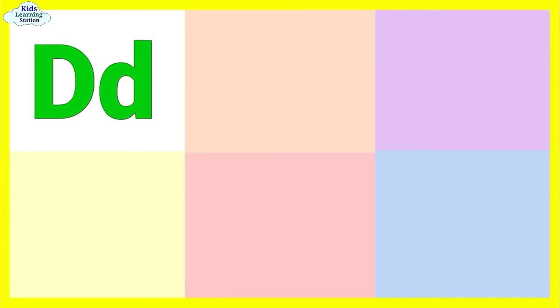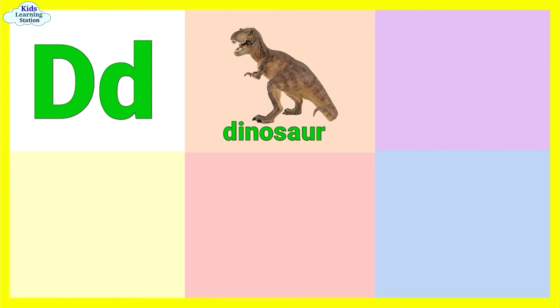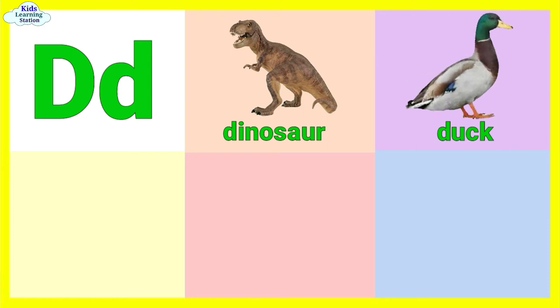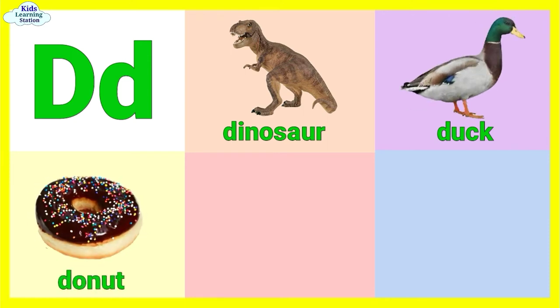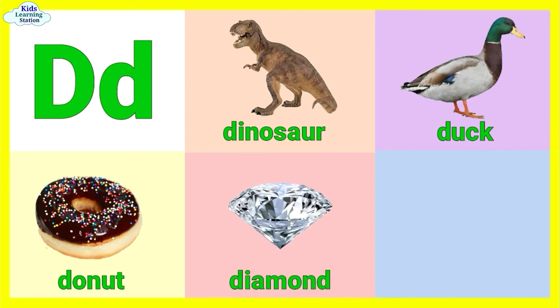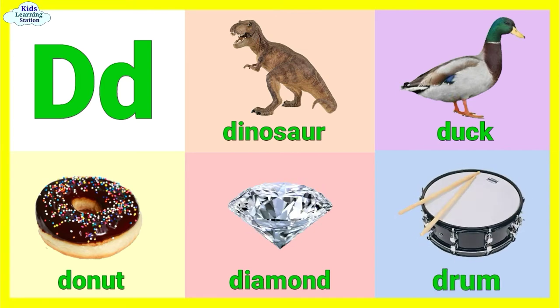D is for dinosaur. Dinosaur. Duck. Duck. Donut. Donut. Diamond. Diamond. Drum. Drum.